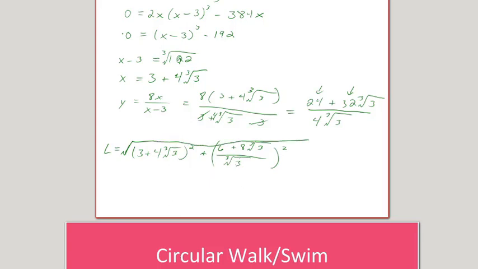Alright, that's the length of the ladder. If you want to get an approximation, plug it into a calculator, but I wouldn't be asking for it, and I'd be okay if you left it here. There's some simplifying you could do with the square. You can rationalize the denominator here, but let's leave it there.